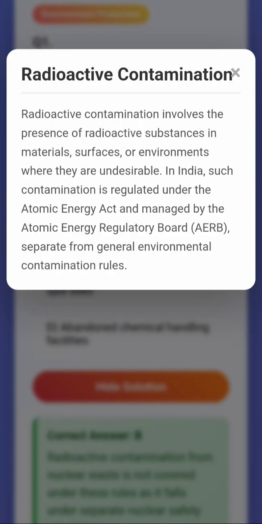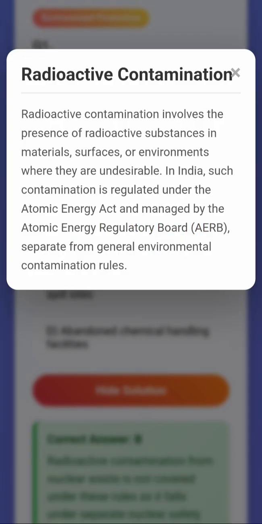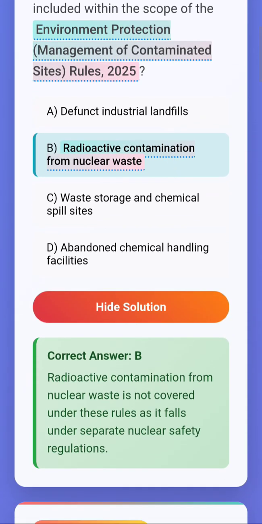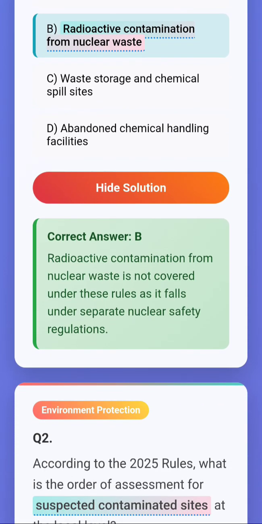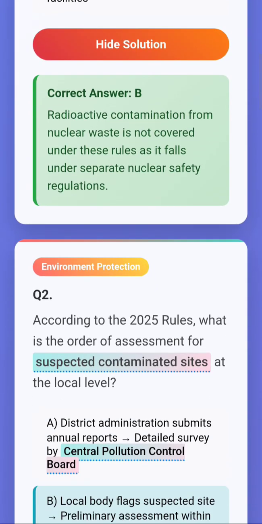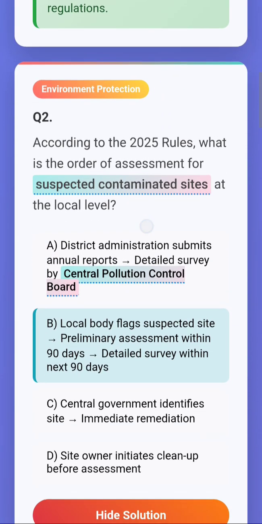And radioactive contamination, those are regulated under the Atomic Energy Act and managed by the Atomic Energy Regulatory Board. Atomic Energy Regulatory Board. This is very important. Remember this. Okay, we'll go fast here. So the answer is radioactive contamination from nuclear waste is not covered under these rules as it falls under separate nuclear safety regulation. Second question.